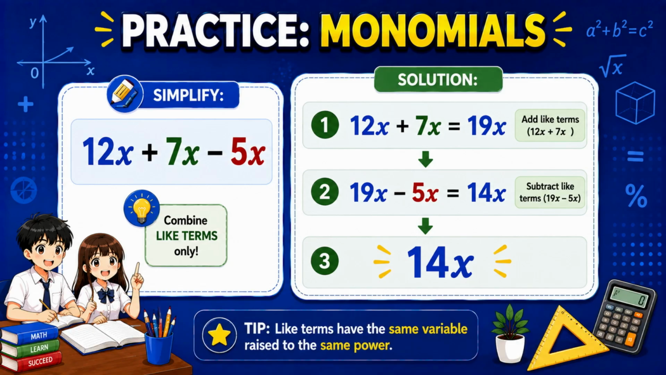First, combine 12x and 7x to get 19x. Then, subtract 5x from 19x. This gives us 14x. So the simplified expression is 14x.